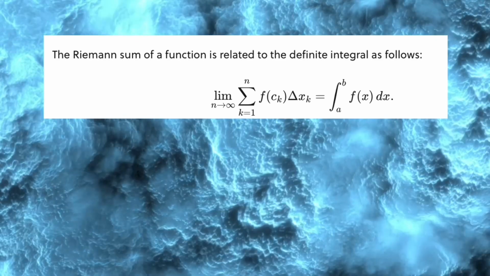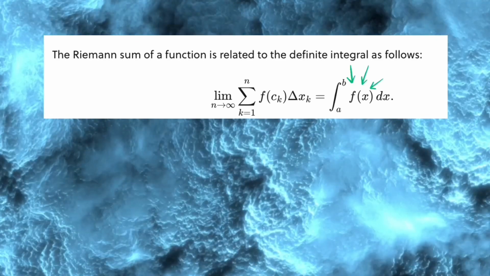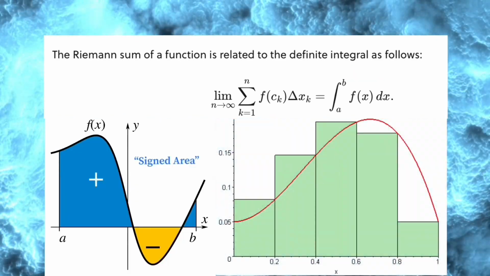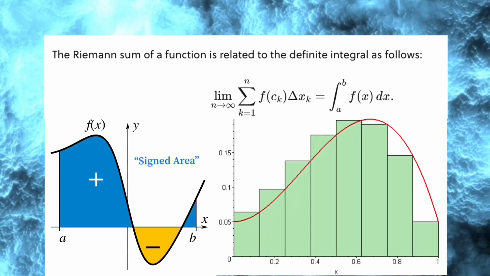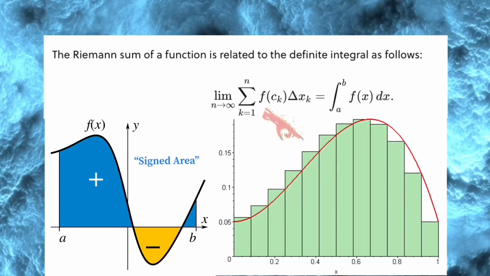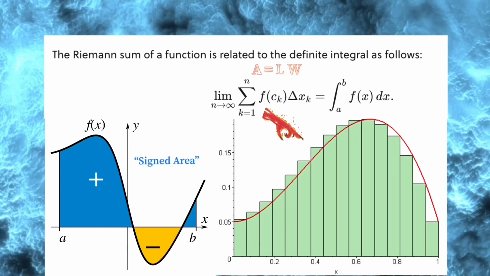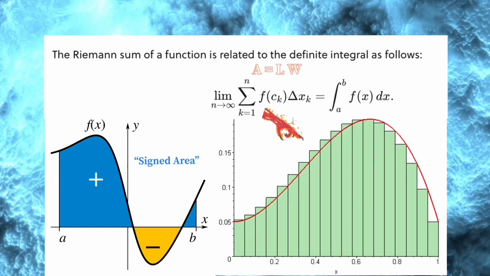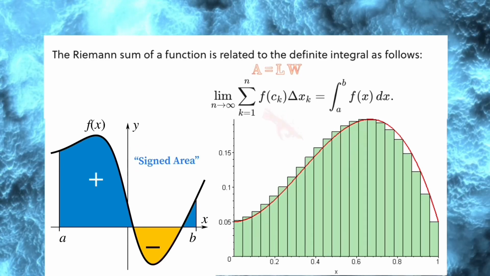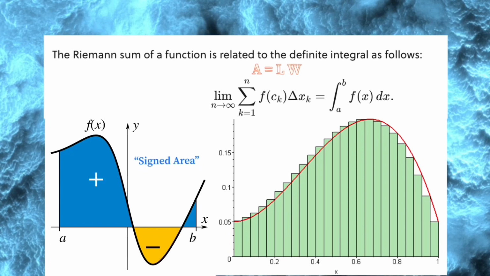The Riemann sum of a function is related to the definite integral as follows. The definite integral on the interval from a to b gives us the signed area under the curve. In the limit definition, it is the sum of an infinite number of tiny rectangles whose areas we're adding, or summing up. This is the definition of the Riemann integral, the definite integral, and this will become important later.